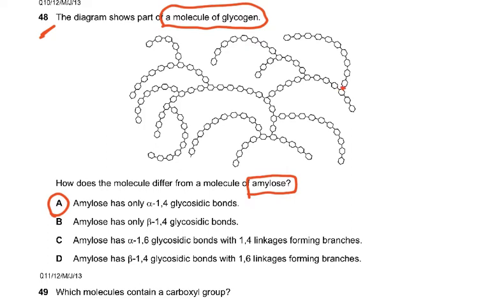This is where there's 1,6. This is where there's 1,6. And wherever it branches off, that is where it's 1,6. This is a 1,6. This is a 1,6. This is a 1,6. And then this is a 1,6 here. Then this is a 1,6 here. Then a 1,6 here. Then let me see if I've missed out any. This is a 1,6 here.